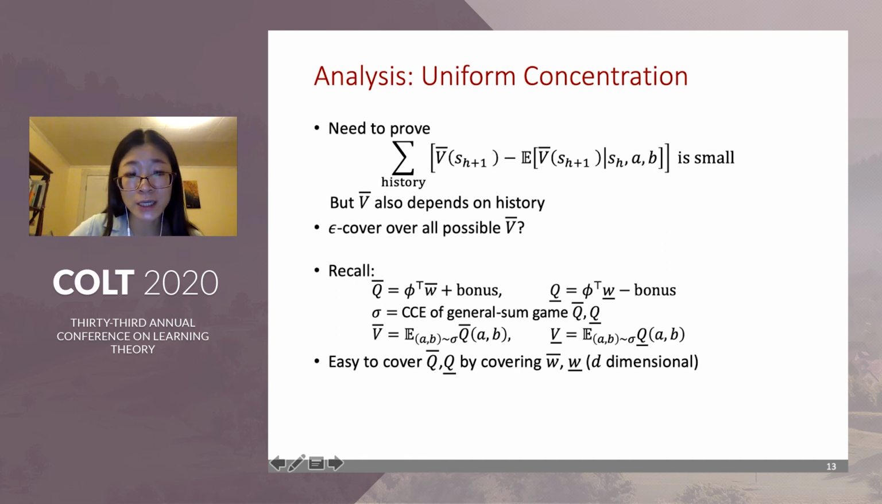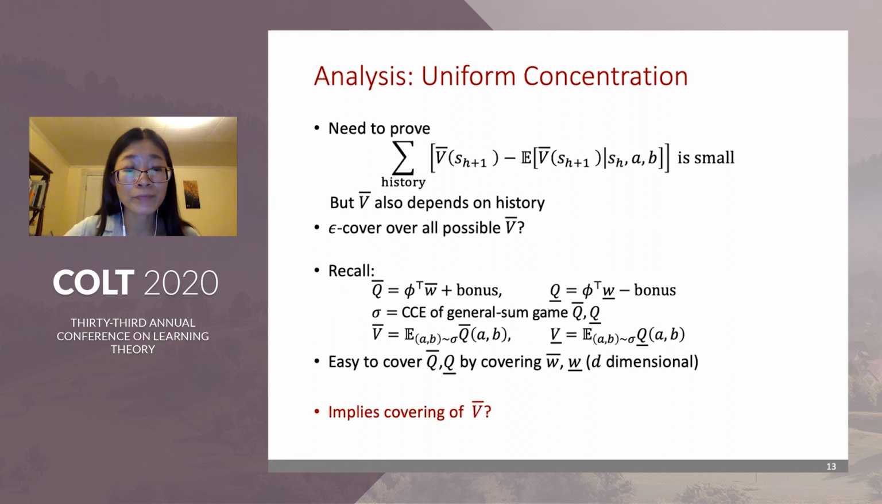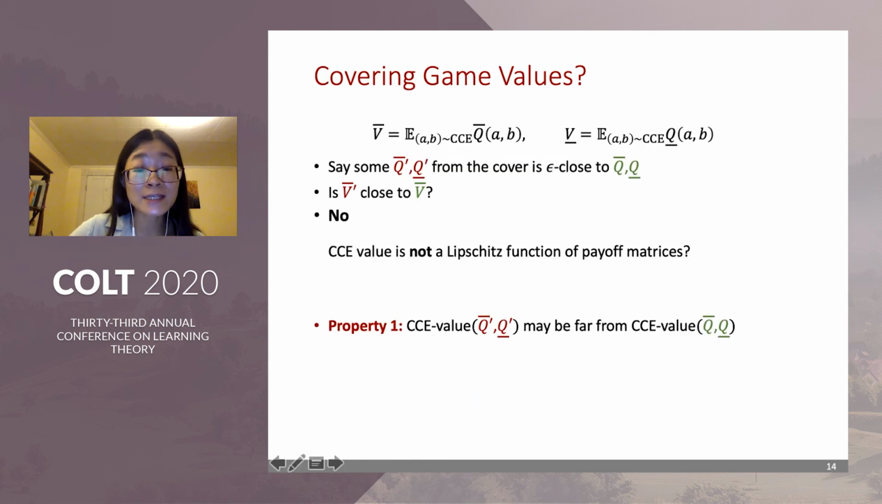function as the matrix. It's indeed easy to cover the Q function. However, this does not lead to a covering for the value function. The main reason is that the CCE value for a general sum game is not Lipschitz with respect to the payoff matrix. So if we consider two games with payoff matrices, the green sets and the red sets, that are close, then the resulting CCE values might be far away from each other. So it's unclear how to use covering arguments alone in the analysis.